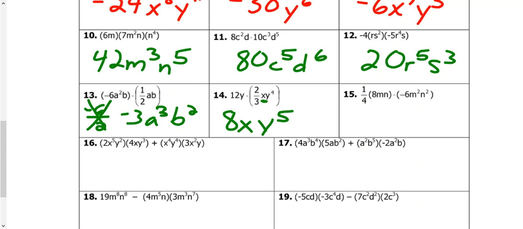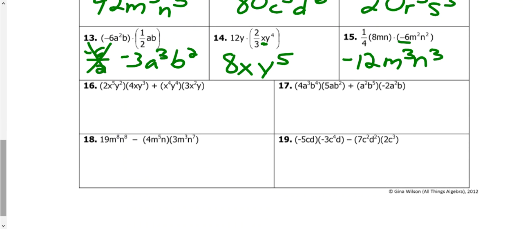Number 15, we have 1/4 times 8. We multiply that, that gives us 8 over 4, which is 2, and then 2 times the negative 6 gives us a negative 12. Then we have to combine our variables. We have m to the first and m to the second, so that's m to the third when we add the exponents. Then we have n and n squared, so that's n to the third.